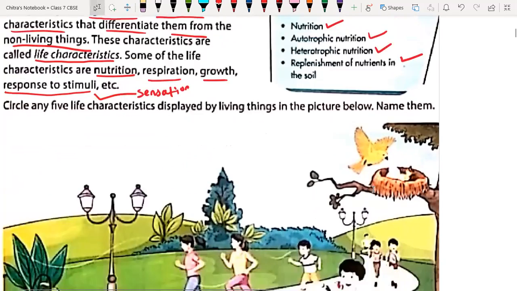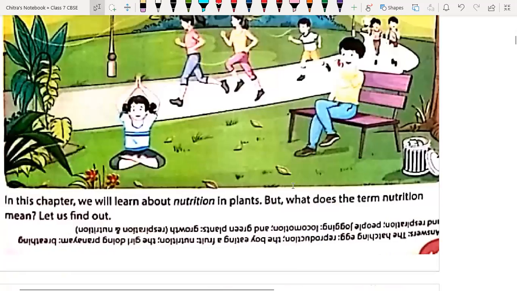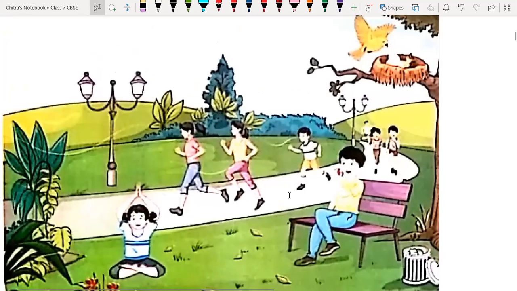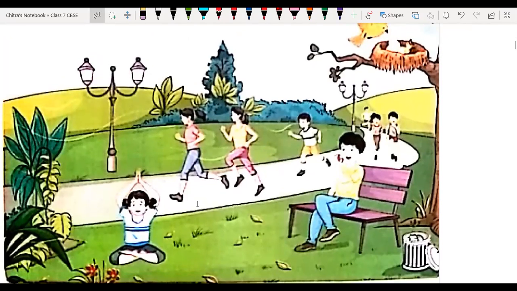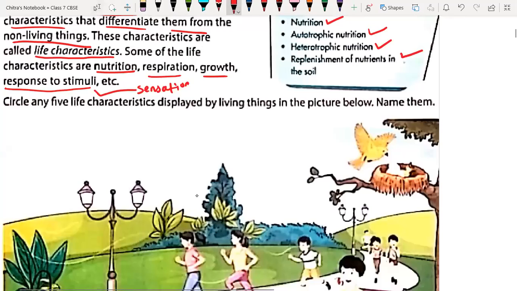So we have some questions here. See, this is the diagram which represents the students. They are walking around and performing different activities. Here we have to answer some questions. One task is given here: circle any 5 life characteristics displayed by the living things in the picture below.